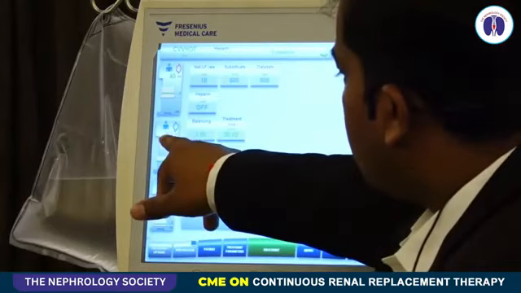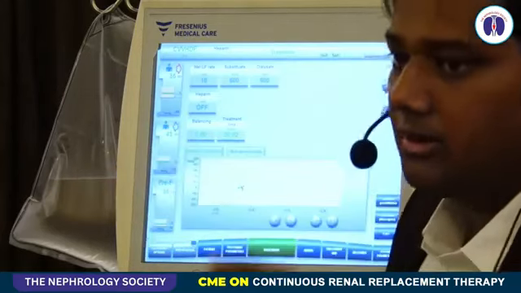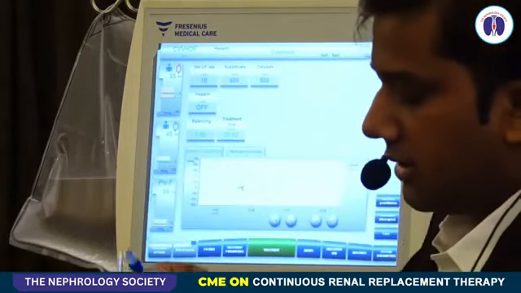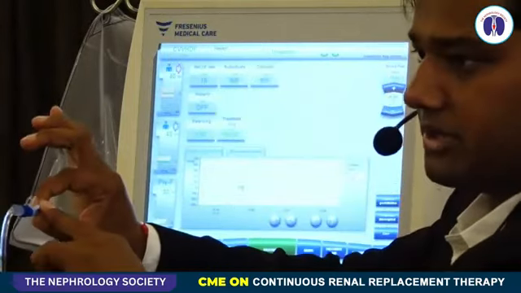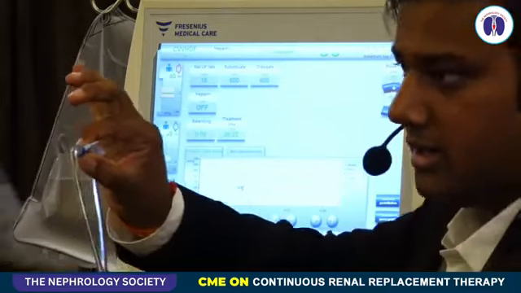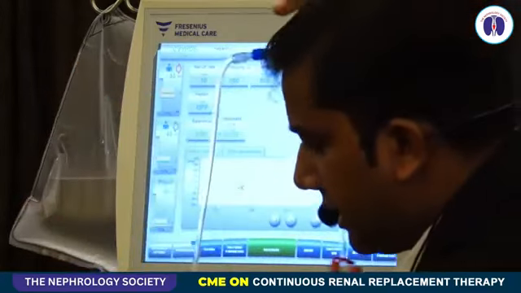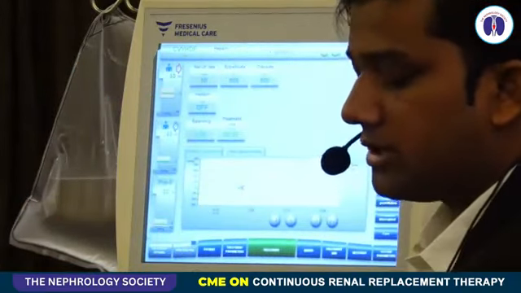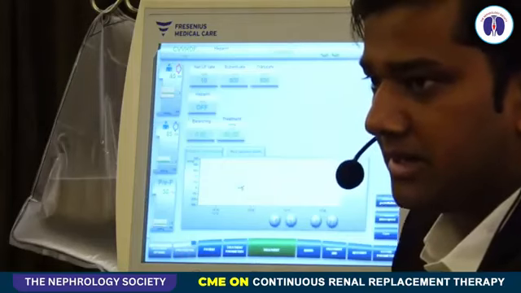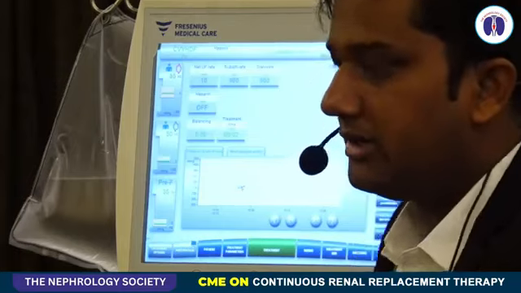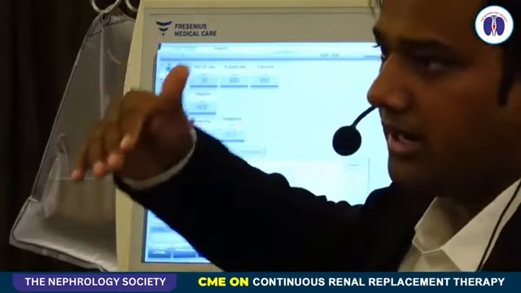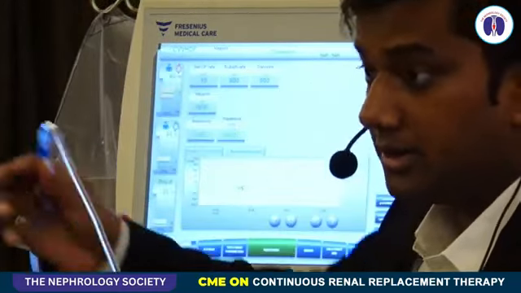Then this is venous pressure or return pressure. Return pressure belongs to the return line. Let's say this is a patient and this is a return line. If something has happened in the return line, it can be kinking, it can be clamping by accident, or it can be a clot in the venous chamber. It will lead to a higher venous pressure, higher return pressure.